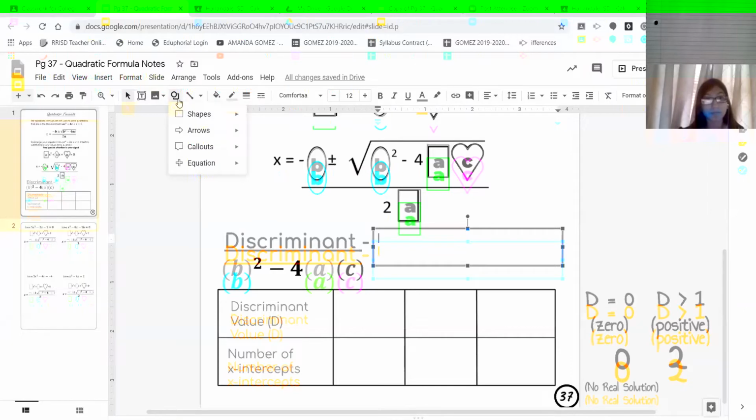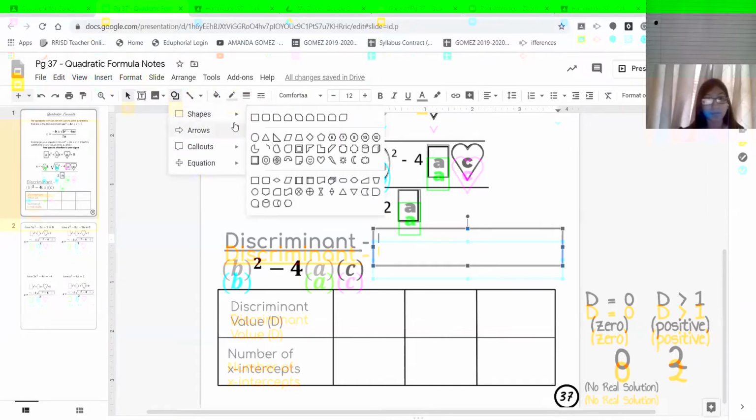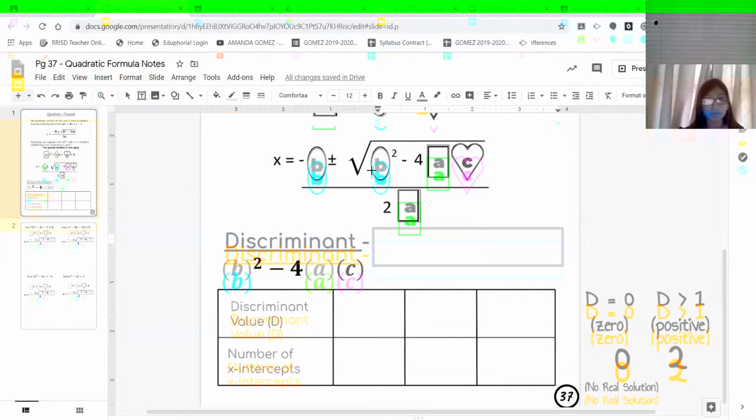So the discriminant is, let's see if I can get an orange. Because actually this was something that I didn't do. So I'm going to put a little orange box here. Hopefully it will show up in orange. If not, I'm going to have to change that.